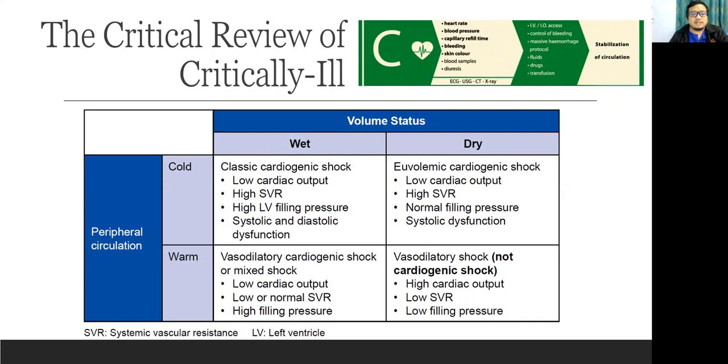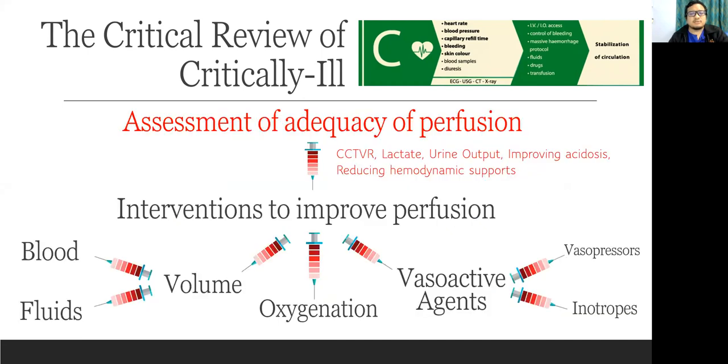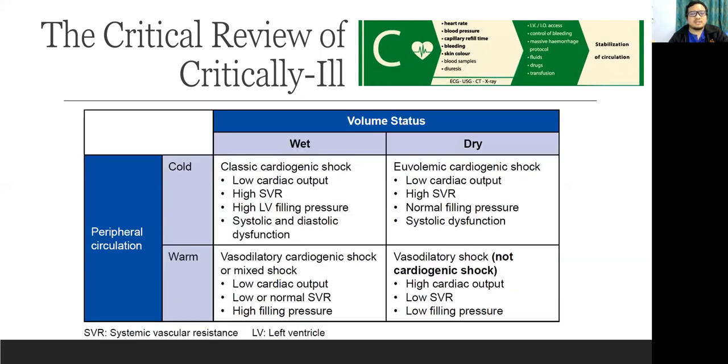Okay, so this is how you want to check which one: cold shock, wet shock, dry and warm. You can read it later. This is from the ICU protocol. Okay, so basically you use CCTVR and then you check the volume status and then you check the peripheral circulation. Then you can come out with whether it's cardiogenic shock, heart failure, septic shock, or mixed.